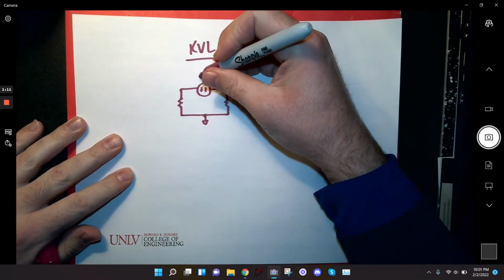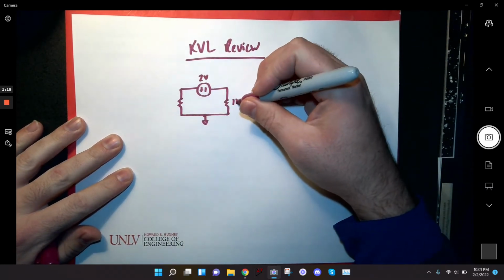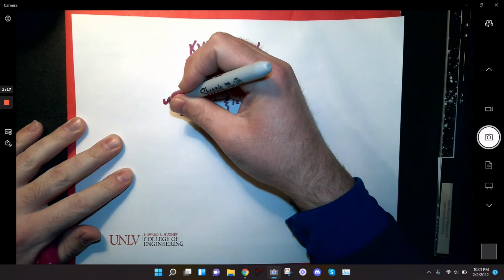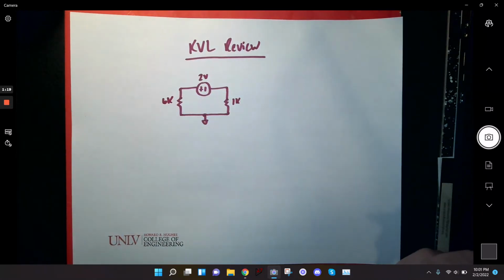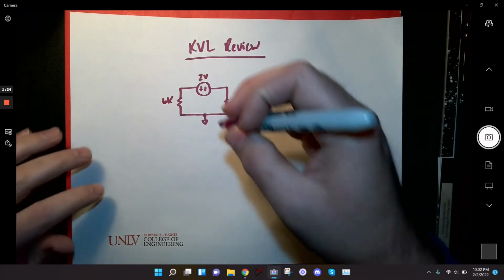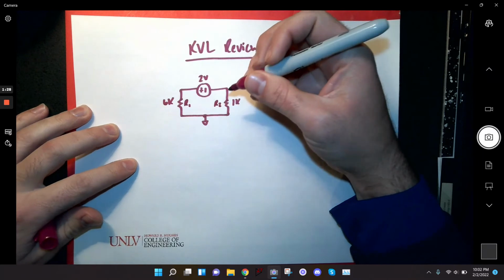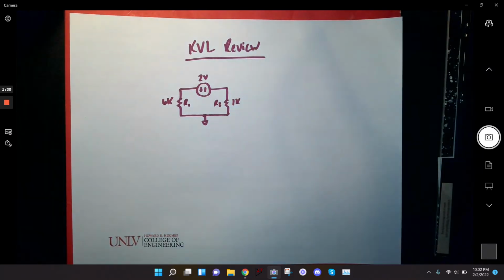So let's call this 2 volts across the battery. We'll call this 1K, and we'll call this 6K. Alright, so basically, we'll call this R1, we'll call this R2. So I know my current, the thing is, you're probably wondering, how do we know which direction the current is flowing?